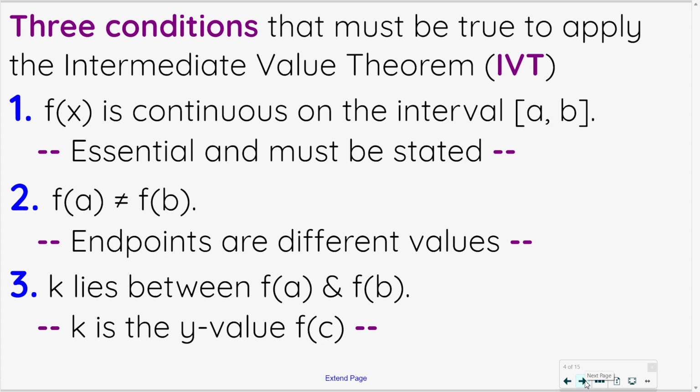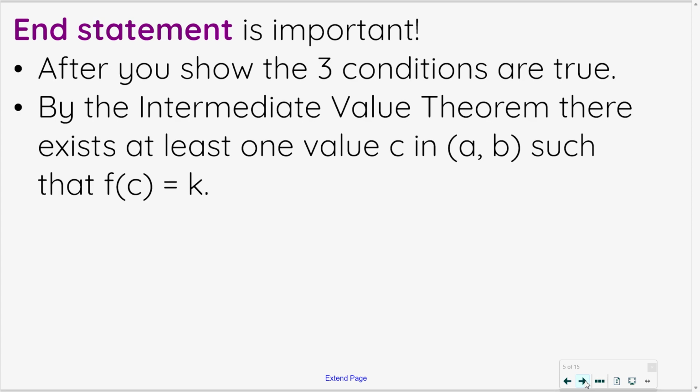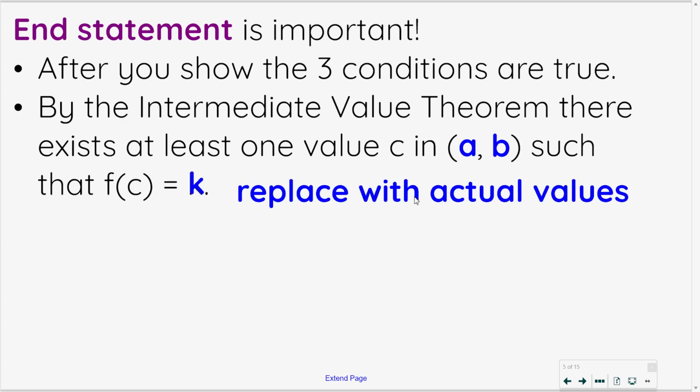If those three conditions are met, we need an end statement. It's really important that we do this in the correct terminology. So after you show the three conditions are true, I want you guys to commit this to memory. By the intermediate value theorem, there exists at least one value c, and that's an x value, in the open interval (a, b) such that f(c) is equal to k. Now, obviously, when you're stating this, you're going to replace a, b, and k with the actual values, but this is the end statement that I want you to commit to memory and apply.